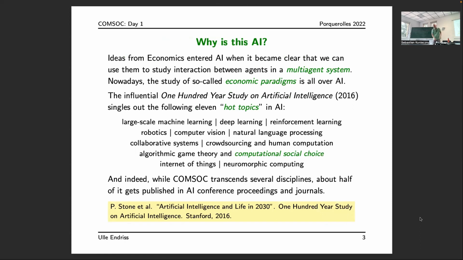Why is this AI? I think it's a fair question. I could teach this in the economics department. It would also fit perfectly well with what I'm doing today. So why is this part of AI?